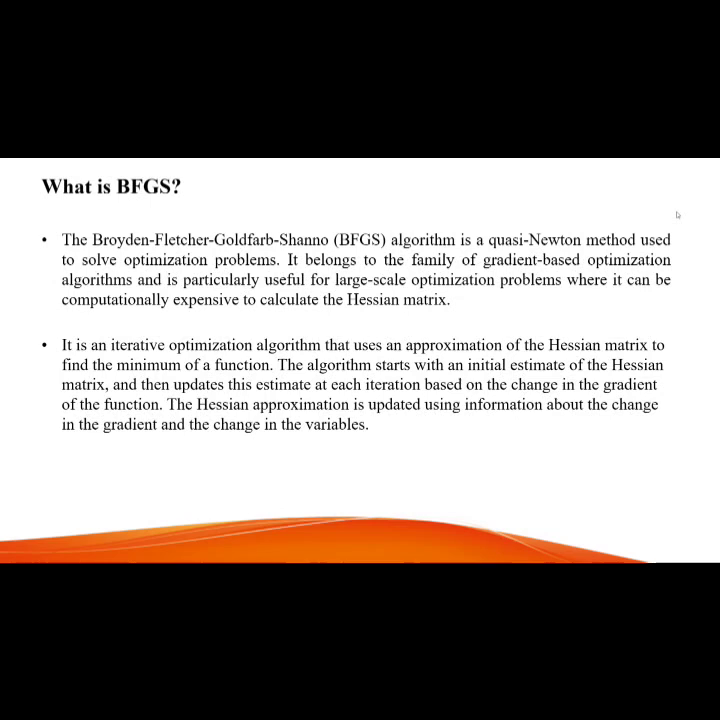It is an iterative optimization algorithm that uses an approximation of the Hessian matrix to find the minimum of a function. The algorithm starts with an initial estimate of the Hessian matrix and then updates this estimate at each iteration based on the change in the gradient of the function. The Hessian approximation is updated using information about the change in the gradient and the change in the variables.